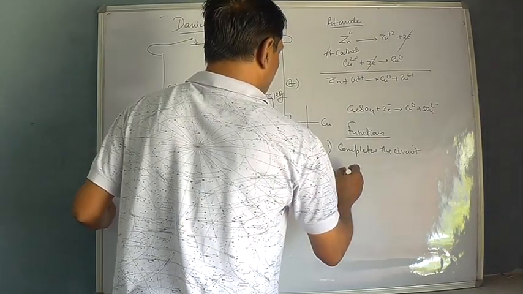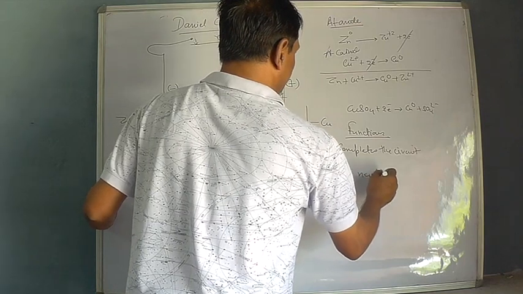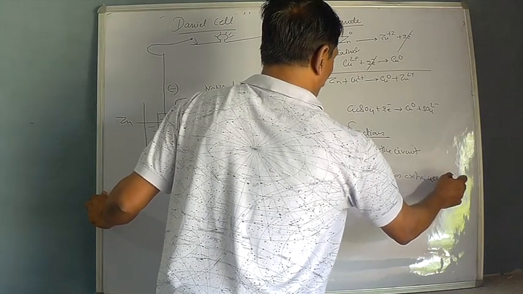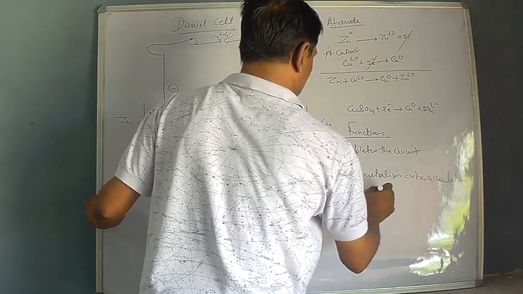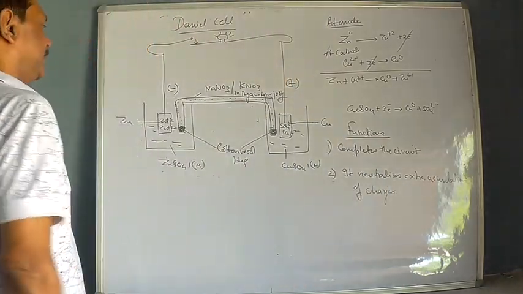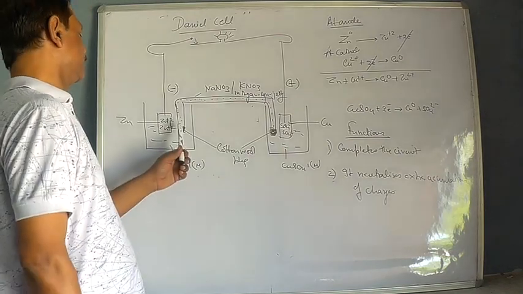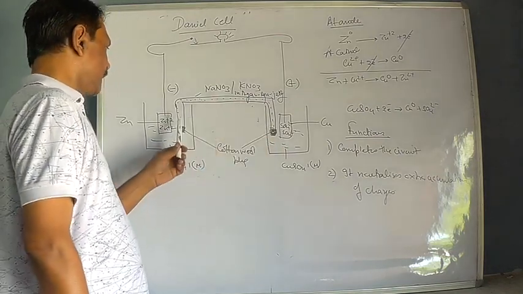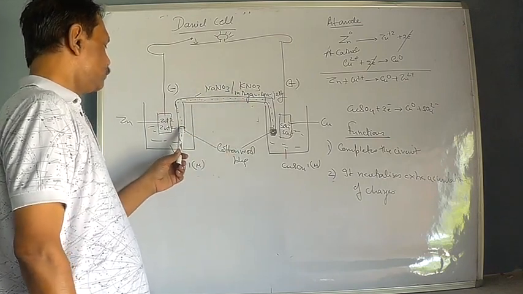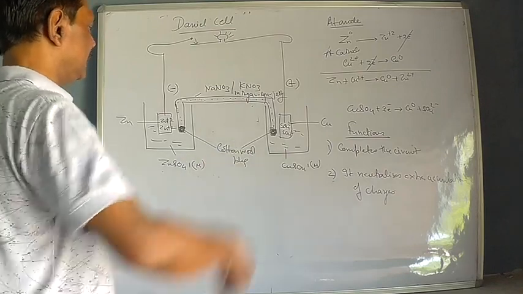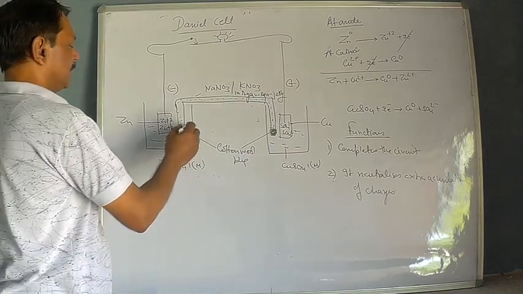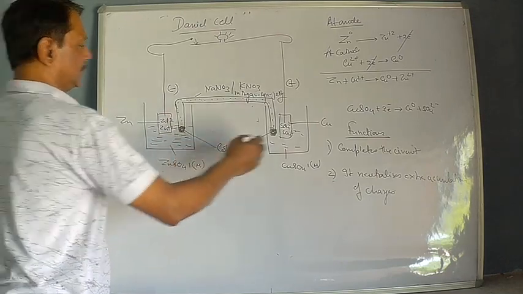And the second function, it neutralizes extra accumulation of charges. Class, I repeat again, what is a salt bridge? A salt bridge is a U-tube filled with either NaNO3 or KNO3 in agar jelly, and the two mouths are plugged by cotton wool. The entire U-tube is placed on both the beakers so that the mouth of the salt bridge touches the electrolyte.